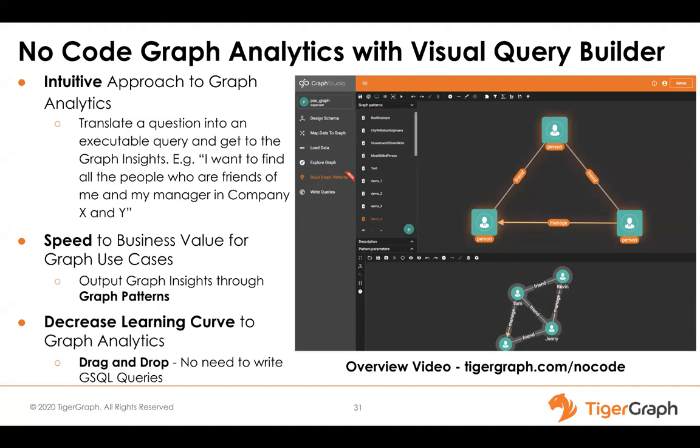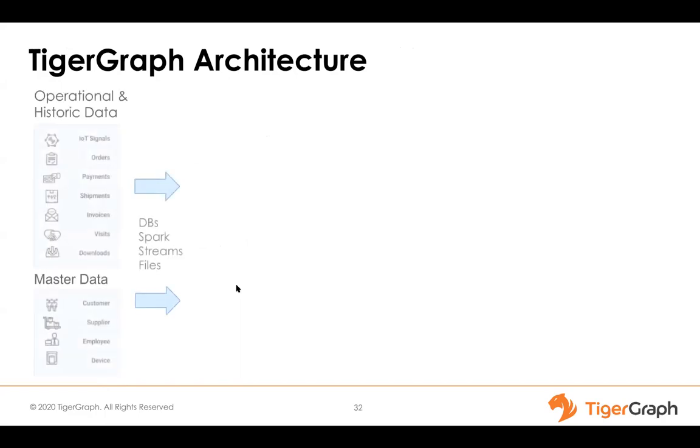Just think about a question in your head, and you can translate this inquiry into an executable query and get to the graph insights. For example, I want to find all the people who are friends of me and my managers in company X and Y. You can really decompose and think about how to leverage the vertices and the relationships and edges in the schema and compose that graph pattern.